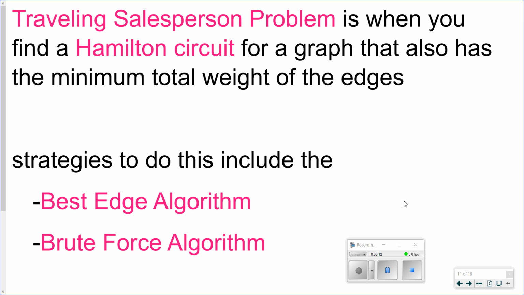Now what we're trying to do with the Hamilton circuits is find a Hamilton circuit that has the minimum weight. This was referred to as the traveling salesperson problem, because the idea is you want to hit every city, for example, and if the distances were miles, you want to hit every city but also travel the least amount of distance. So that's why we're looking for a Hamilton circuit that has a minimum total weight.